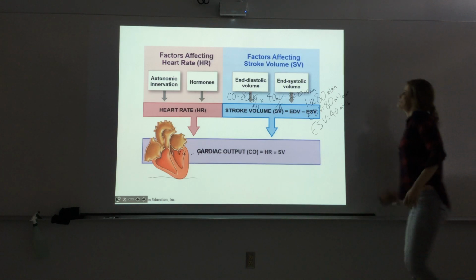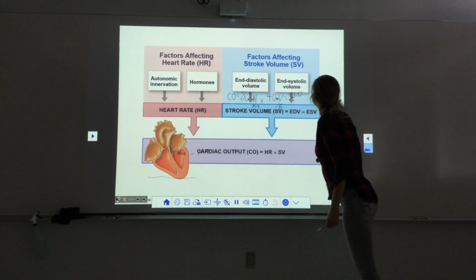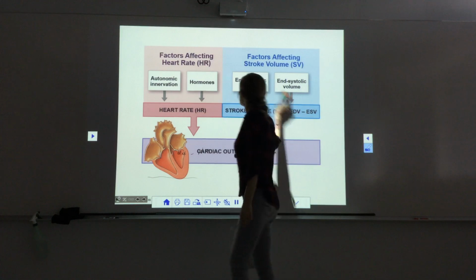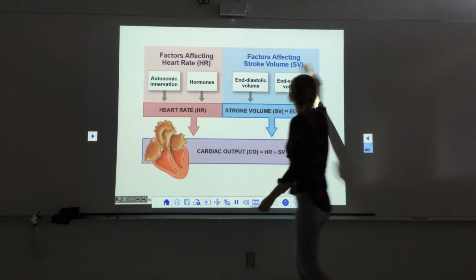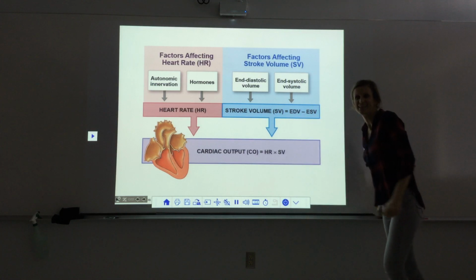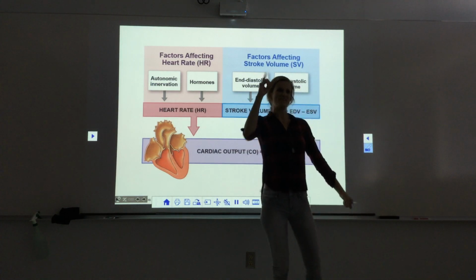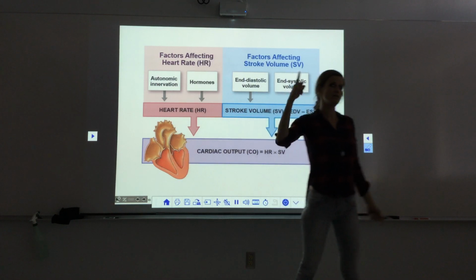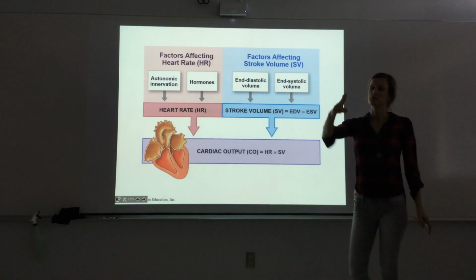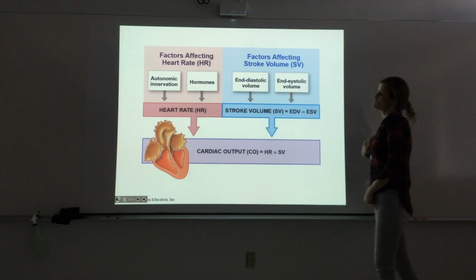So cardiac output. What's cardiac output? How much blood is coming out of the left ventricle in 1 minute, right? So how much blood you're sending out to your body in a minute. How do we calculate it? Heart rate times stroke volume.